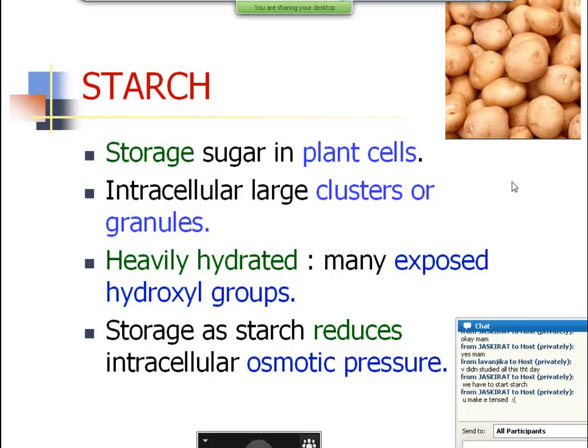Alright, and starch will reduce the intracellular osmotic pressure. So if you have individual glucose molecules in the cell as the storage unit, then the osmotic pressure will increase and the cell will lyse. Whereas starch, because of the presence of linkages, lowers the molarity and helps in combating the osmotic pressure. That is why starch is a storage component, mainly because it can reduce the intracellular osmotic pressure.